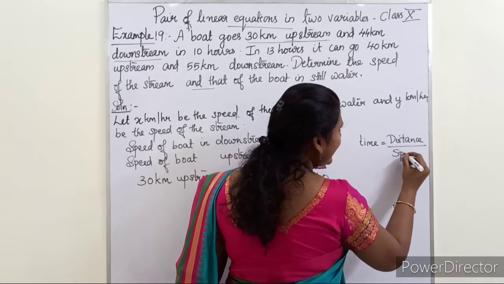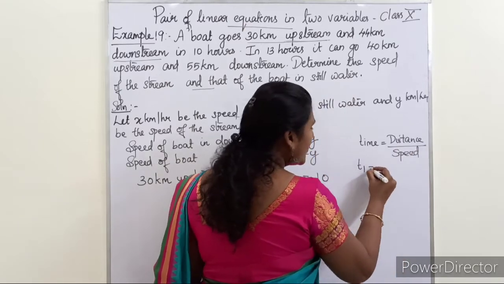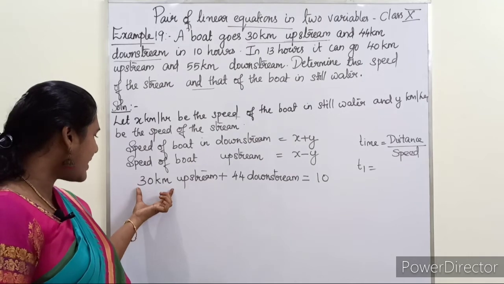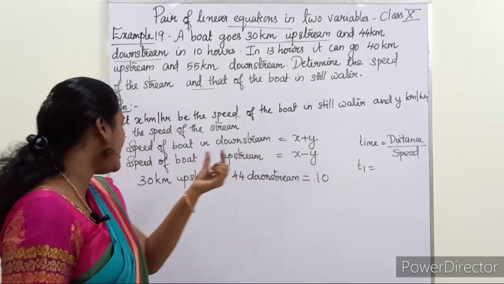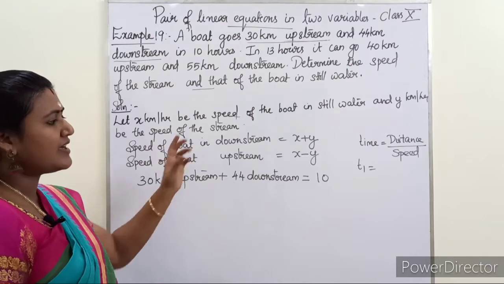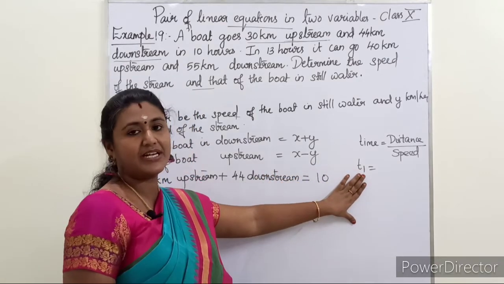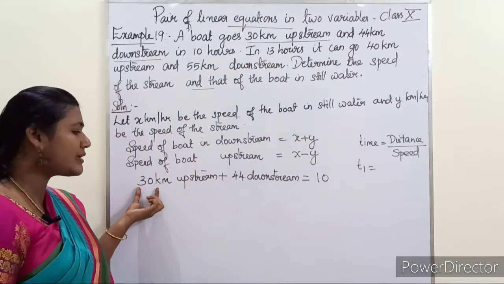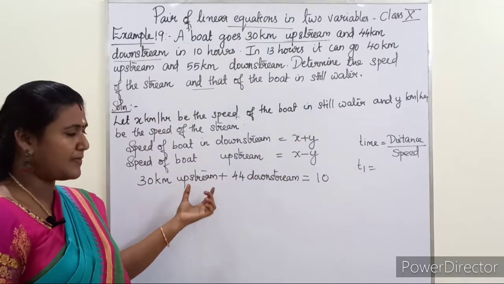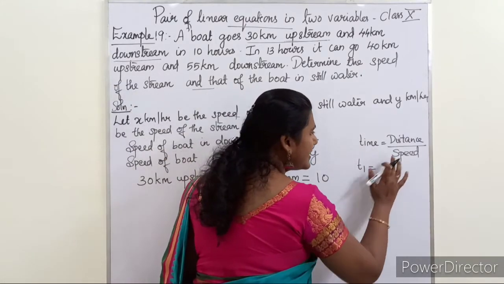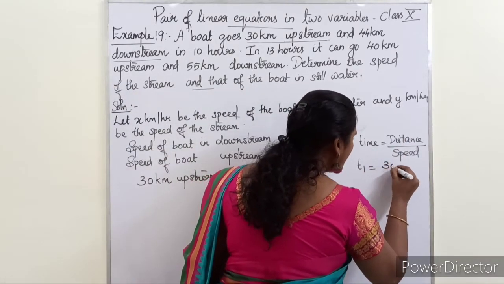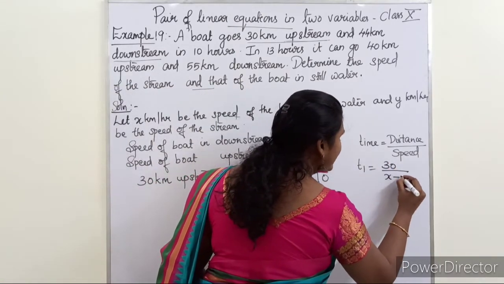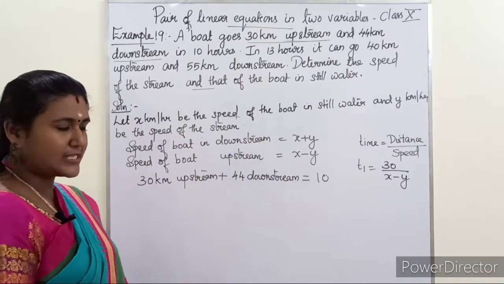So first we will calculate the time required for moving 30 kilometer upstream. So here for upstream the speed is x minus y and the distance is 30 kilometer. First we will calculate T1. T1 is the time taken for the boat to travel 30 kilometer upstream. So the formula is distance by speed. So 30 by, here the upstream speed is x minus y. So 30 by x minus y.